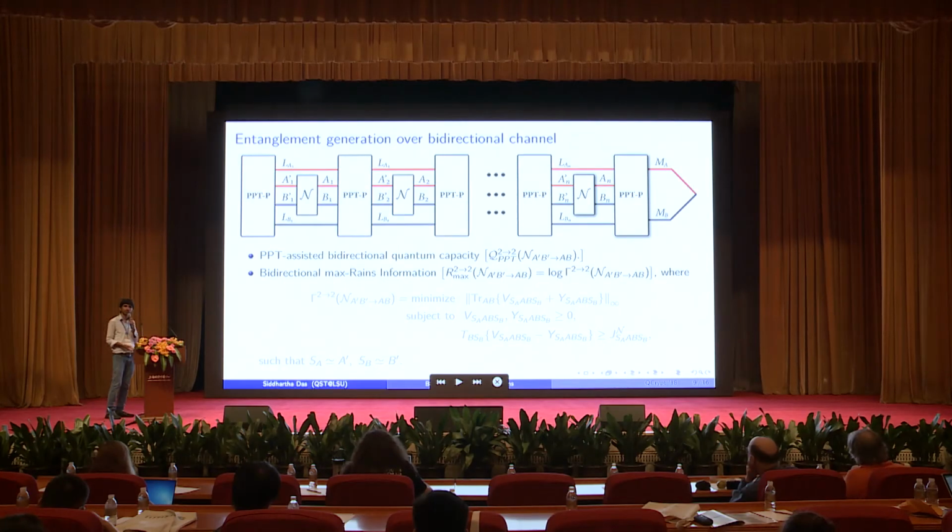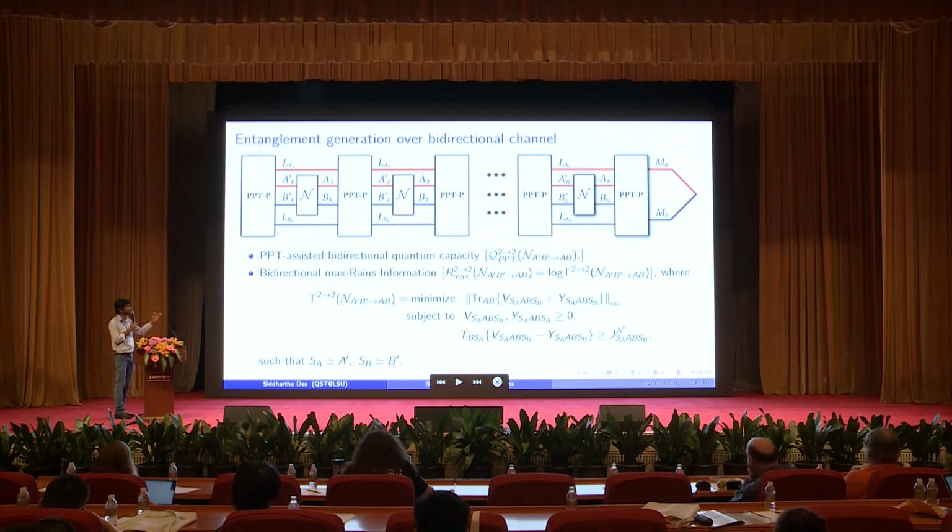In this case, we introduce another entanglement measure, which is the bidirectional max Rains information, which is an SDP program. So you minimize over tracing out the outputs of A and B, where V and Y are positive semi-definite operators. And then you take the partial transpose on Bob's side. The difference of V and Y should be greater than or equal to the Choi operator. The Choi operator is a normalized entangled state when you pass through the bidirectional channel. And this is efficiently computable. You can compute it using programming efficiently.